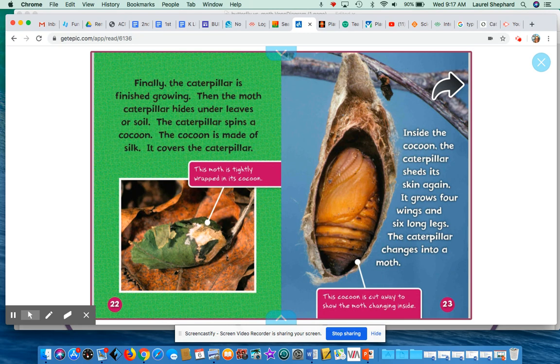Finally, the caterpillar is finished growing. Here I am on the green page. Then the moth caterpillar hides under leaves or soil. The caterpillar spins a cocoon. The cocoon is made of silk. It covers the caterpillar. This moth is tightly wrapped in its cocoon. Inside the cocoon, the caterpillar sheds its skin again, and it grows 4 wings and 6 long legs. The caterpillar changes into a moth.